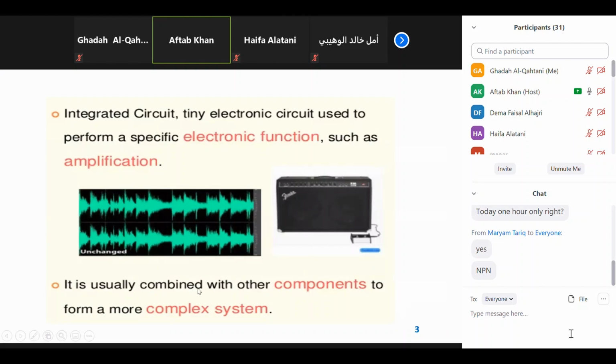It is usually combined with another component. So an IC itself is not a complete circuit. It needs further components to make a complete system. So it is usually combined with other components to form a more complex system. It's just showing transistors here. We amplify the sound here.